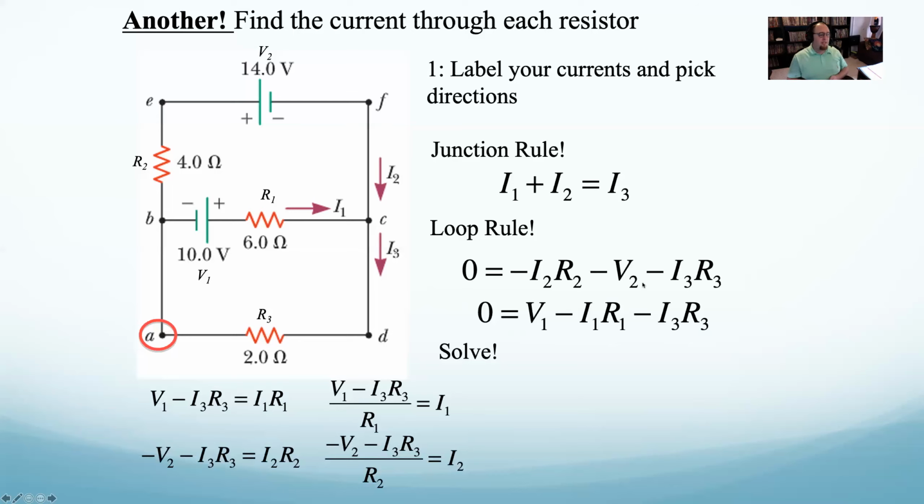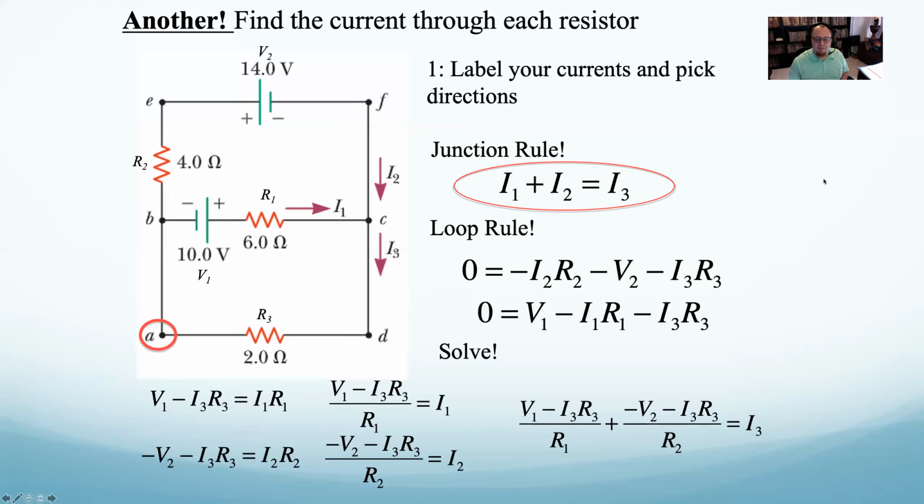And this is what I said before. Whatever variable is in both loop rules, I3 is in both loop rules, solve for the other ones, which would normally make your life easier. Because I'll take this I1 and I2 and shove it into my junction rule and say I1 plus I2 equals I3.